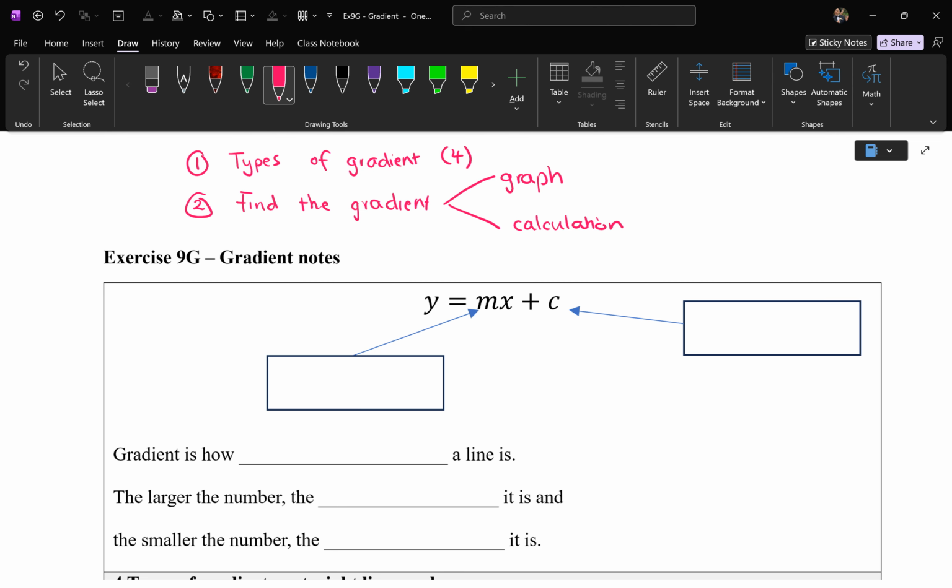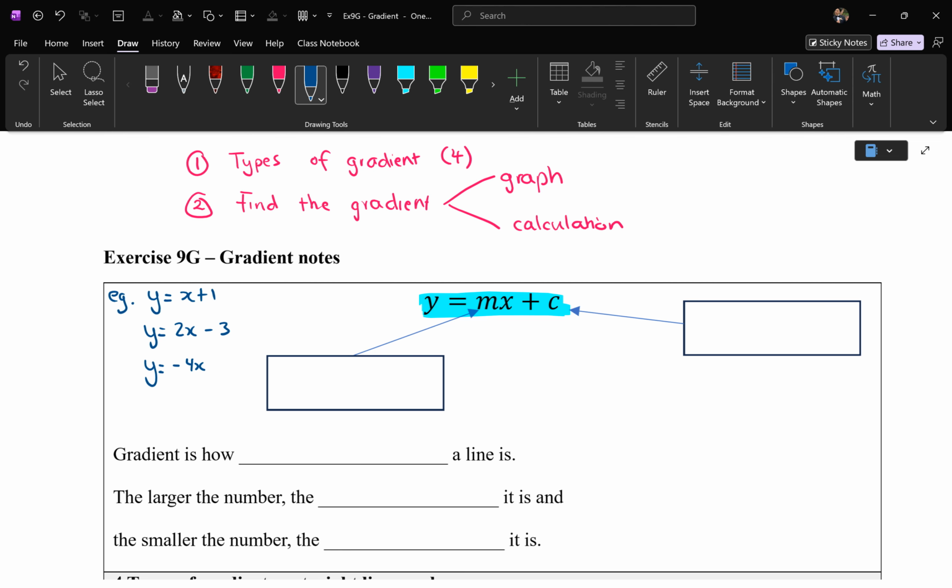So let's start off with the first point. What is a gradient? Now, let's look at this y equals mx plus c. What is this? Now, hopefully you realize that after doing exercise 9b and 9f, that you realize the equations that you've been sketching have been something like this. It has been like y equals x plus 1. Or y is equal to 2x minus 3. Or it could be y equals negative 4x.